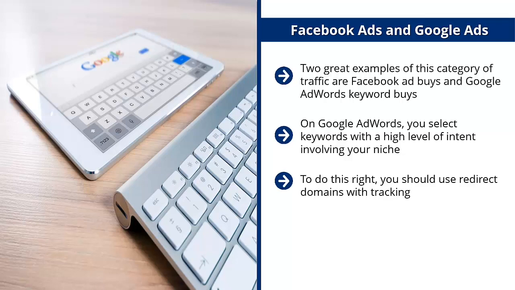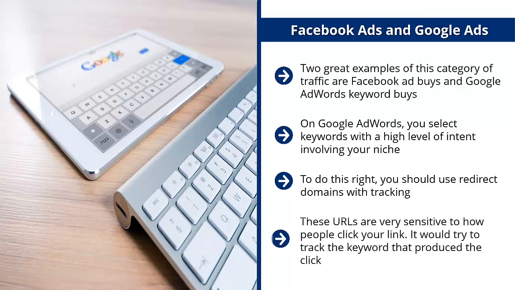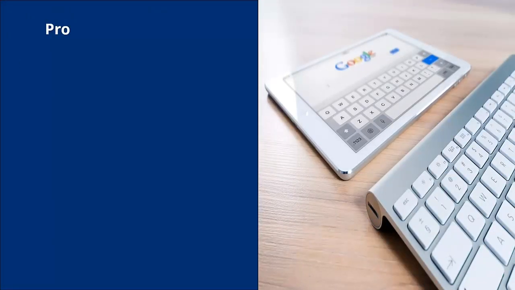You also need to use tracking URLs. These URLs are very sensitive to how people click your link. It would try to track the keyword that produced the click. It would also pay attention to the browser details of people clicking from Facebook. Whatever the case may be, when you use tracking URLs, you can make educated guesses as to which ad buys led to sales. Pro, you can get lots of traffic immediately.